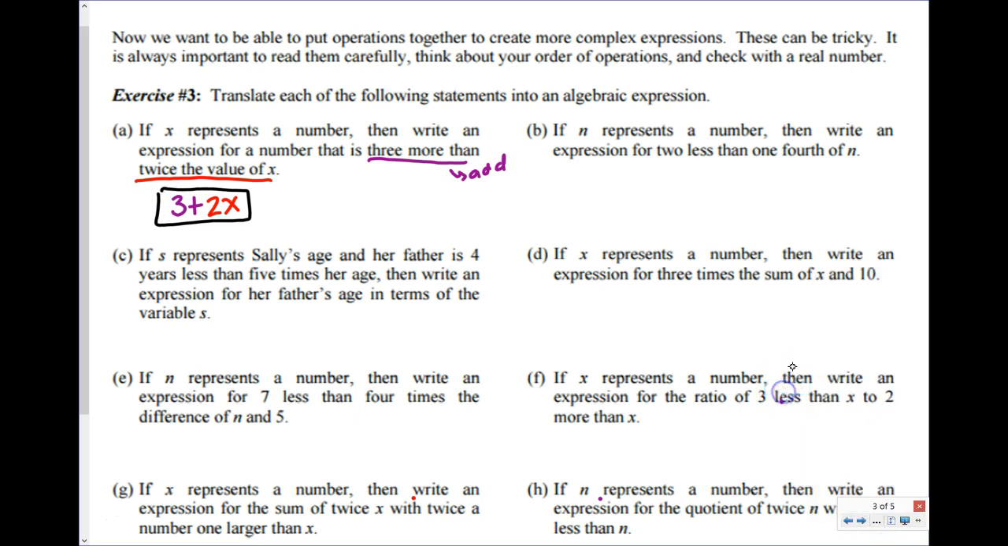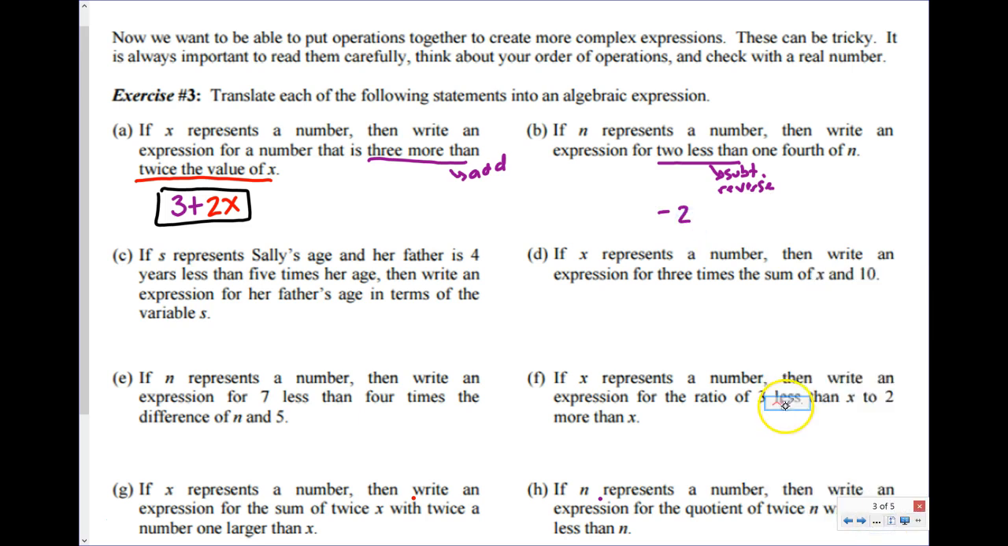Okay, let's take a look at letter B. If n represents a number, write an expression for 2 less than. So that's the first part. So when I see 2 less than, I know it means to subtract, but I also know that that subtract needs to be reversed. So I have to put the minus 2 at the end.